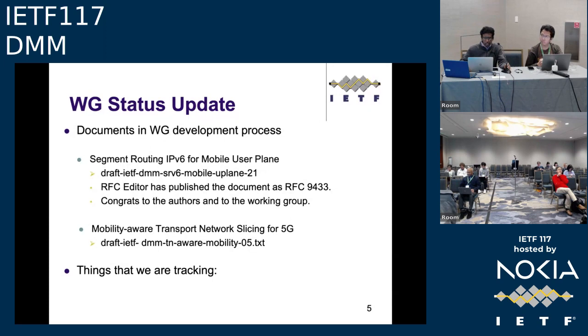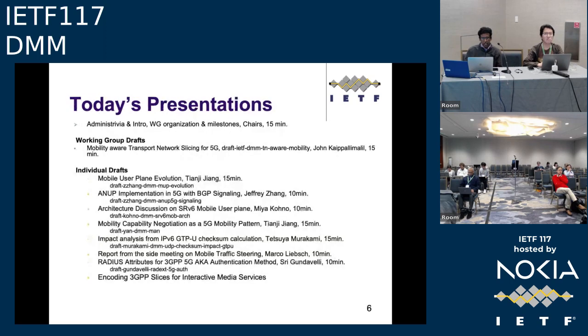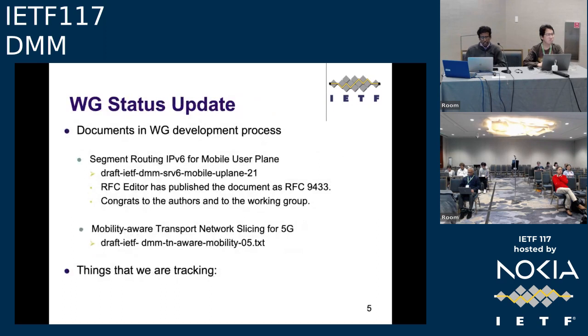The next working group document is the mobile over transport network slicing document. John is going to give an update. John and the authors revised the document, and I think we need to bring closure to that work. That's one thing, but we'll hear more on the update.